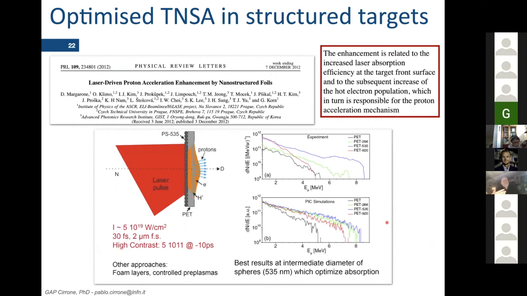You can optimize in another way, by optimizing the structure of the target itself. This is a case in which nanostructures were put before the plastic target. This was a plastic target with some nanoparticles. These nanoparticles are somehow able to increase the coupling between the electromagnetic field of the laser and the electrons. So you increase the efficiency of the energy transportation, and then you have a higher temperature for the electrons, a higher electric field, and again an increase of the energy. So this is another strategy that you can use.